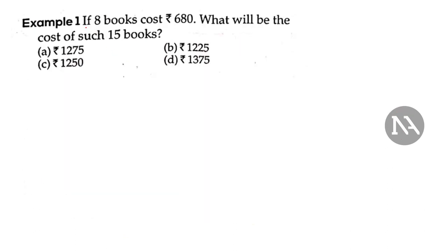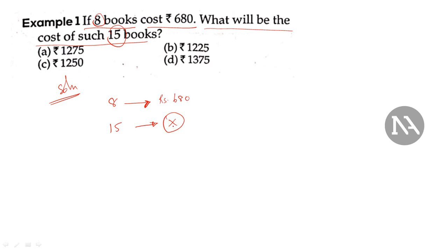Here, first example: if 8 books cost rupees 680, what will be the cost of such 15 books? So here also the quantity is increased. Initially there are 8 books. Solution: 8 books cost rupees 680, right? Now they are asking what will be the cost of 15 books. This is the unknown quantity. We will take it as X. We have to find out the X, right?